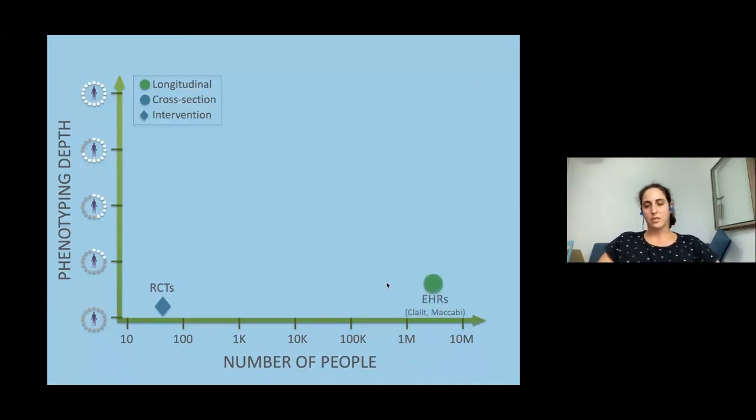So what we do have is electronic health records. And specifically here in Israel, we have Clalit and Maccabi, which are the largest healthcare service providers that encompass almost the entire country. These have very low phenotypic depth. However, they count millions of individuals each. There are also GWAS studies and companies such as 23andMe and MyHeritage, which have a lot of individuals, but again, not very deep phenotyping, with the exception of deep genetic information.